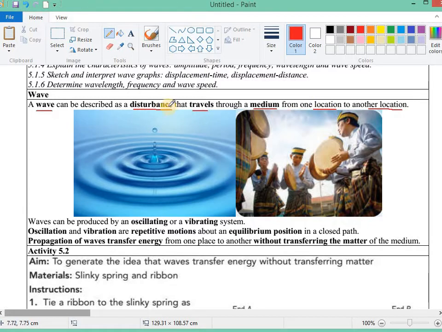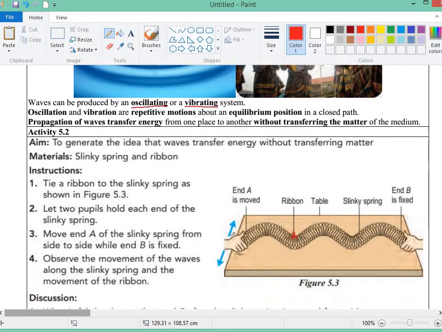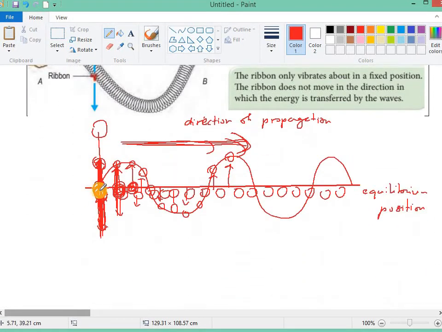So one more time, a wave can be described as a disturbance that travels through a medium from one location to another location. A wave can be produced by an oscillating or vibrating system. So you see, a wave is always produced by things that oscillate and vibrate. For example, this water molecule goes up and down, producing a wave. Sound waves are produced by vibration. For example, when you talk, you can feel your throat vibrating. The speaker that produces music vibrates, so it produces sound.